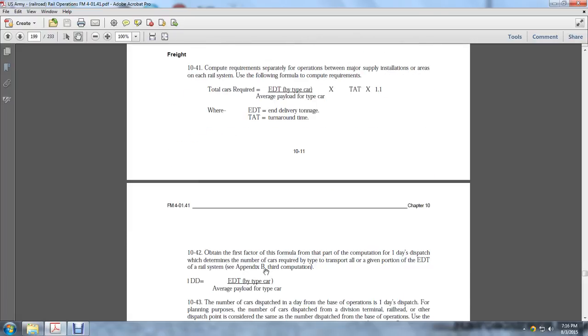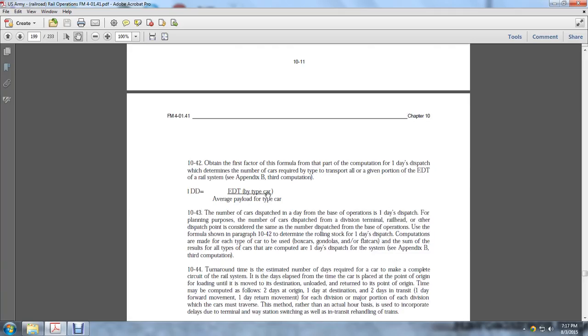Obtaining the first factor of the formula: this part of the computation for one-day dispatch determines the number of cars, by type of transporter, required given the end delivery tonnage of the railway system. See Appendix B for this computation. The 1DD, or one delivery daily dispatch, is the end delivery tonnage divided by the average payload for the type of car. The number of cars dispatched the day of the load base operations is the one-day dispatch for planning purposes. The number of cars dispatched at the division terminal, railhead, or other point is considered the same as the number dispatched for the base operation.